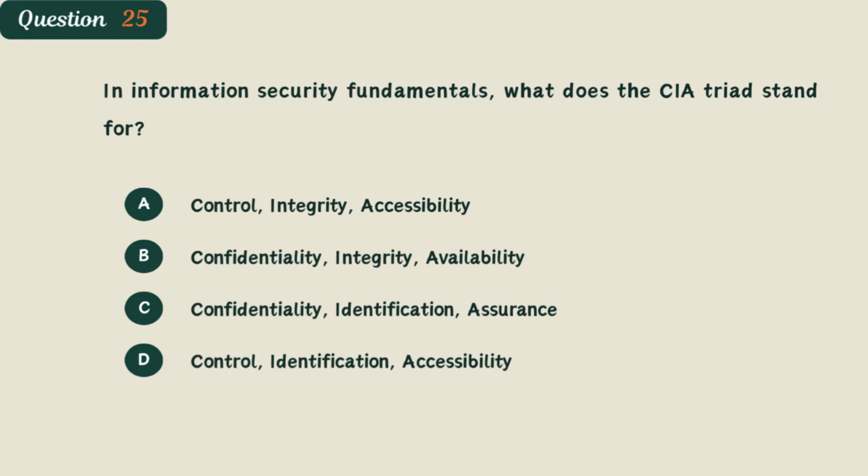Question 25. In Information Security Fundamentals, what does the CIA triad stand for? A. Control, integrity, accessibility. B. Confidentiality, integrity, availability. C. Confidentiality, identification, assurance. D. Control, identification, accessibility.